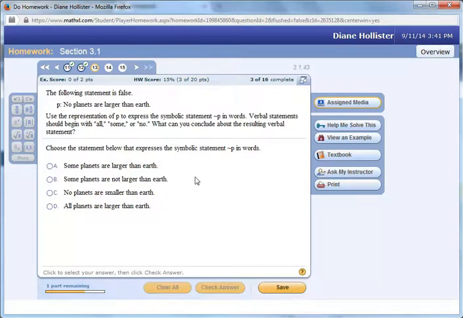Here's a statement. No planets are larger than Earth. This statement is false. So we want to find the one that would say not P. No planets are larger than Earth. So if we say that none are, the negation is that some are.